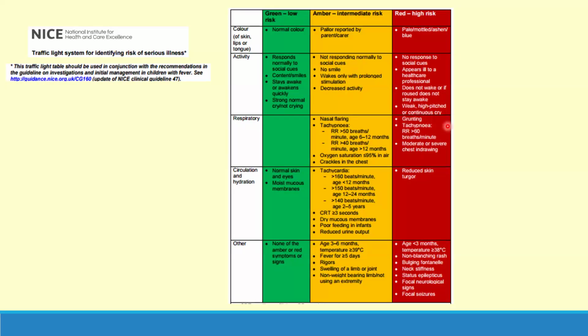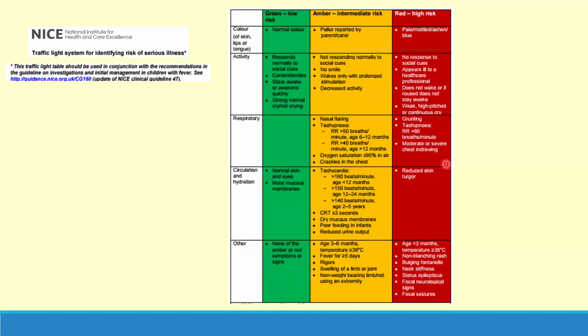Respiratory, so we didn't talk about grunting actually as one of the respiratory signs, and that is using extra vocalizing effort to create positive end expiratory pressure. With every out breath, they're grunting at the same time, and that creates a bit of PEEP. So that's a physiological way that they're creating PEEP. Tachypnea, it says 50 here. Obviously, that should be age specific, really.